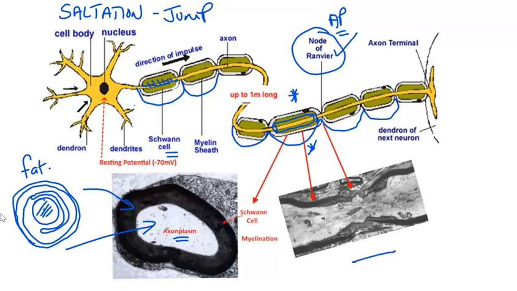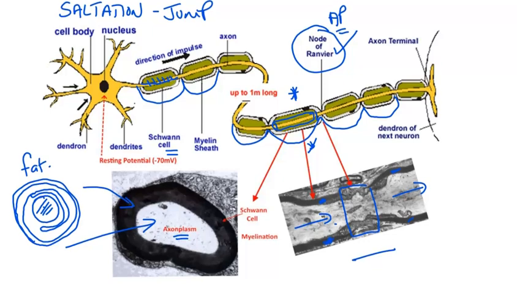And this longitudinal section shows one of the nodes of Ranvier here, and there you can see the myelination there and on either side. This is the axon plasm. I'm guessing the nerve impulse is going this way. So how does this actually work?